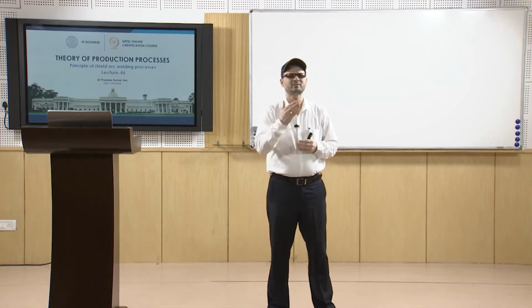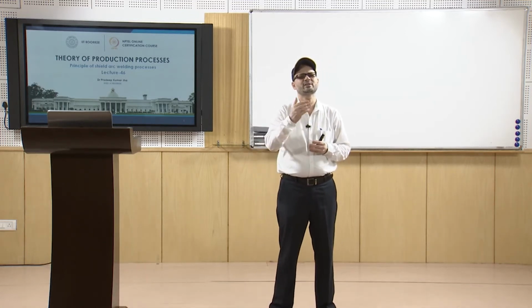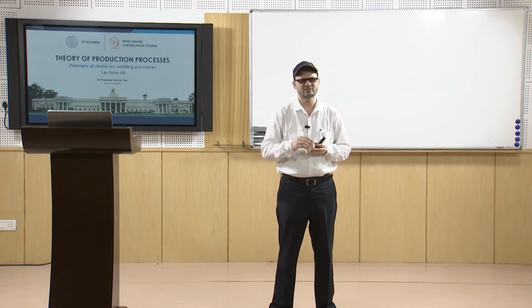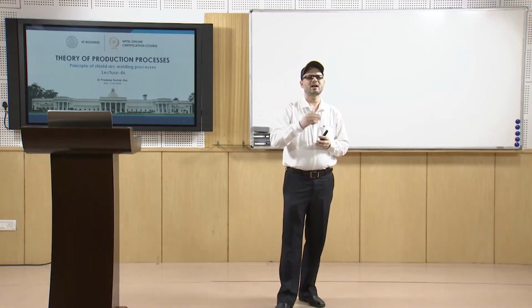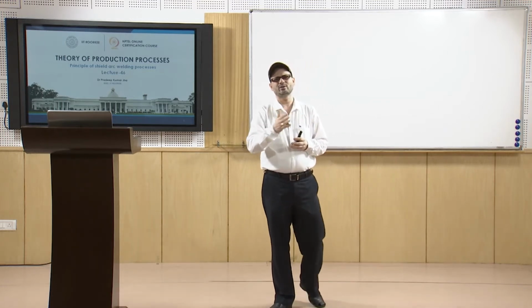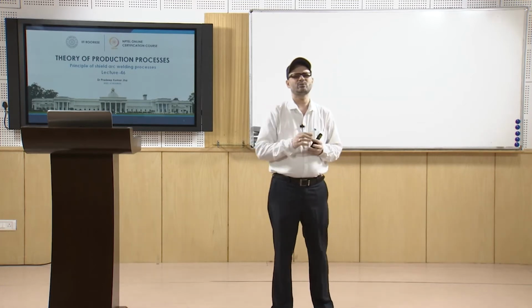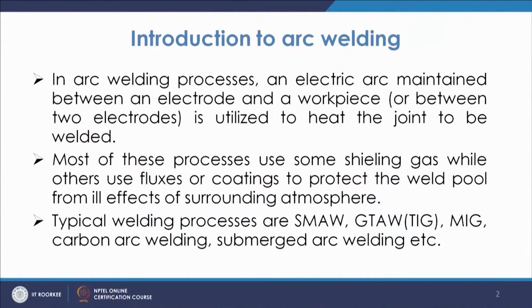That is why you have typical welding processes like shielded metal arc welding. You have gas tungsten arc welding, that is TIG. You have metal inert gas welding. You have carbon arc welding, submerged arc welding, and all that. These are the varieties of arc welding where you create the arc. Like if you talk about shielded metal arc welding.